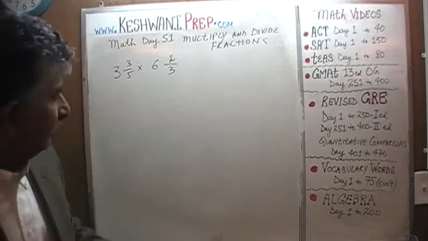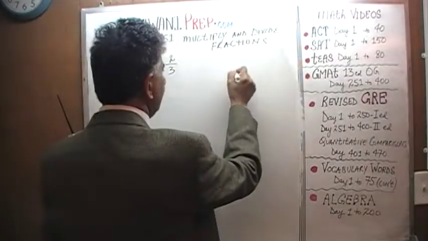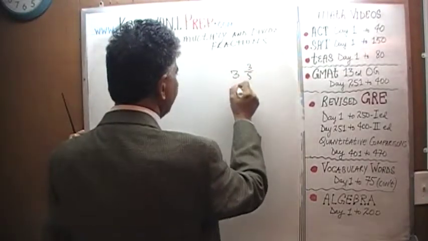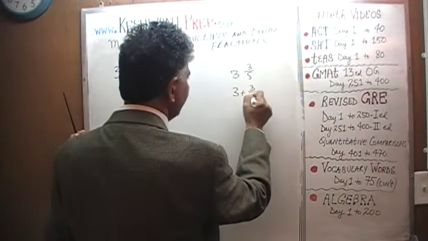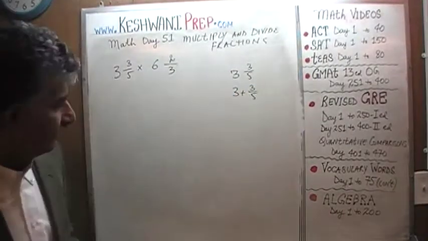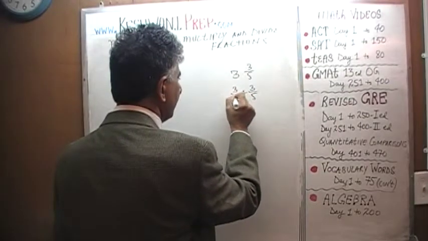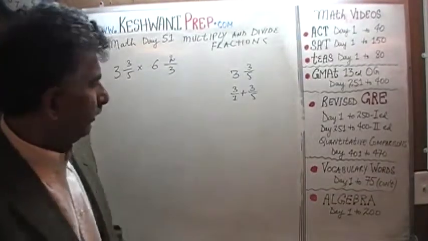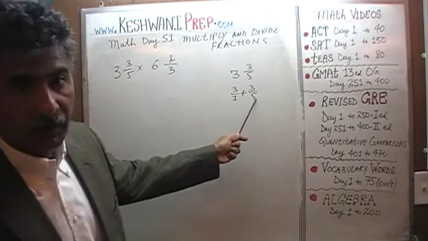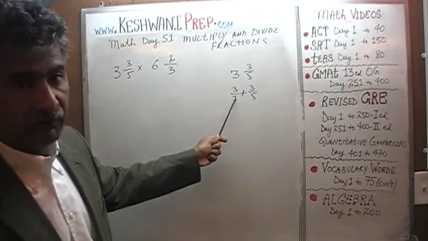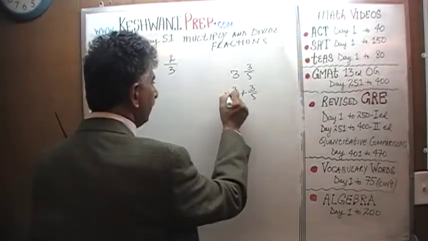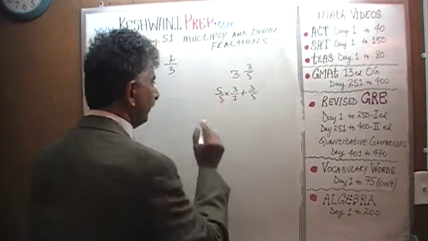Let's look at them individually first. 3 and 3/5 is the same as 3 plus 3/5. And of course, we need a denominator of 5. This 3 can be written as 3 over 1. And we need a denominator of 5 because this part has a denominator of 5, so we need to somehow get a 5 here. And we do that by multiplying the first part by 5 over 5.